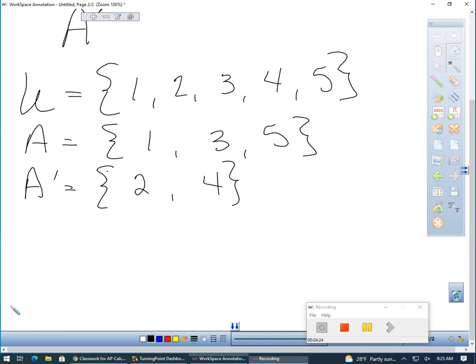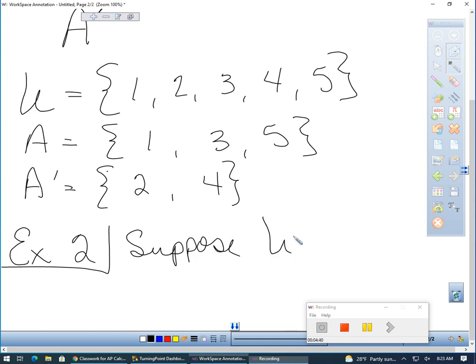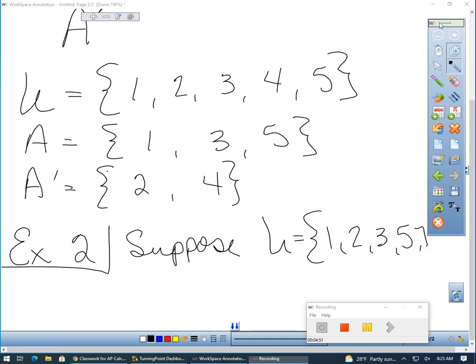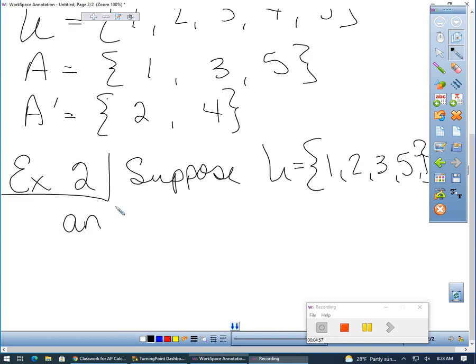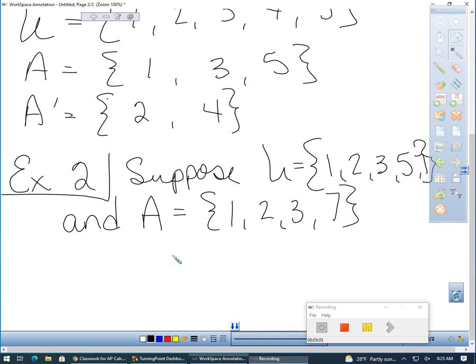Okay? So, example number 2, and this will finish up the first page. Suppose U equals, again, that represents universal sets. 1, 2, 3, 5, and 7. And A equals 1, 2, 3, and 7, find A prime.